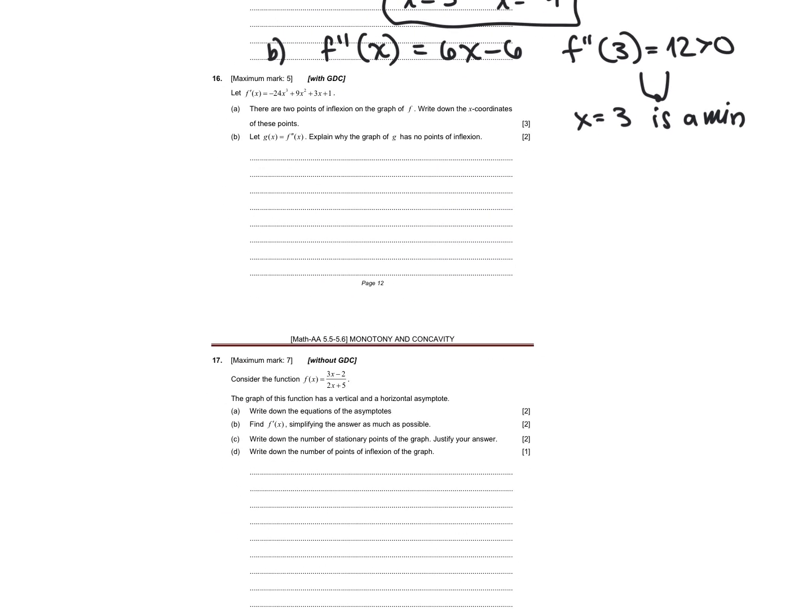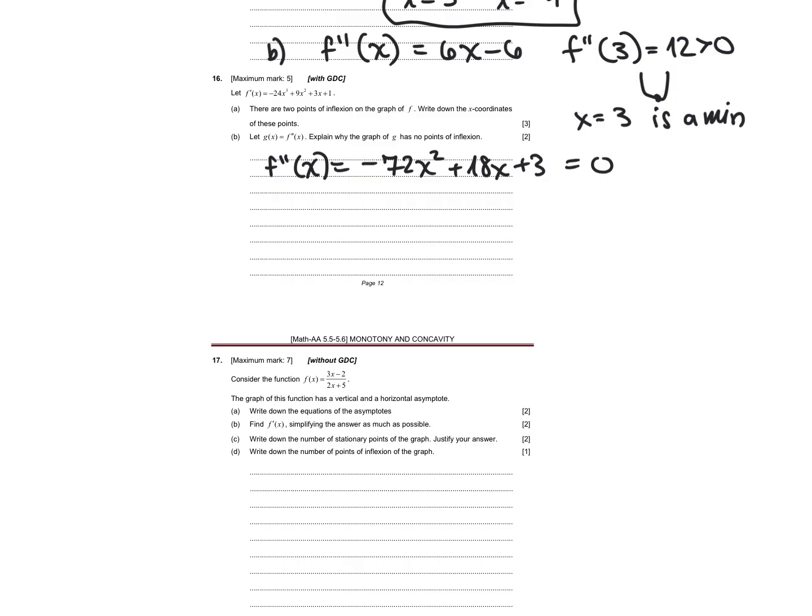16, that's the derivative. There's 2 points of inflection on the graph. Write down the x coordinate. So we need the second derivative. So that's negative 72x squared plus 18x plus 3, and set that equal to 0. And since we can use a graphing calculator, I'm going to use that.